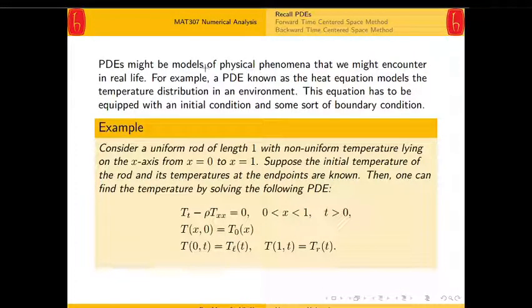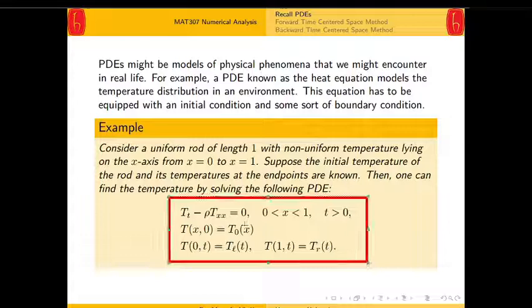PDEs might be models of physical phenomena that we might encounter in real life. For example, a PDE known as the heat equation models the temperature distribution in an environment. This equation has to be equipped with an initial condition and some sort of boundary condition or conditions. As an example, consider a uniform rod of length 1 with non-uniform temperature lying on the x-axis from x equals 0 to x equals 1. Suppose the initial temperature of the rod and its temperature at the endpoints are known, then one can find the temperature by solving this PDE.